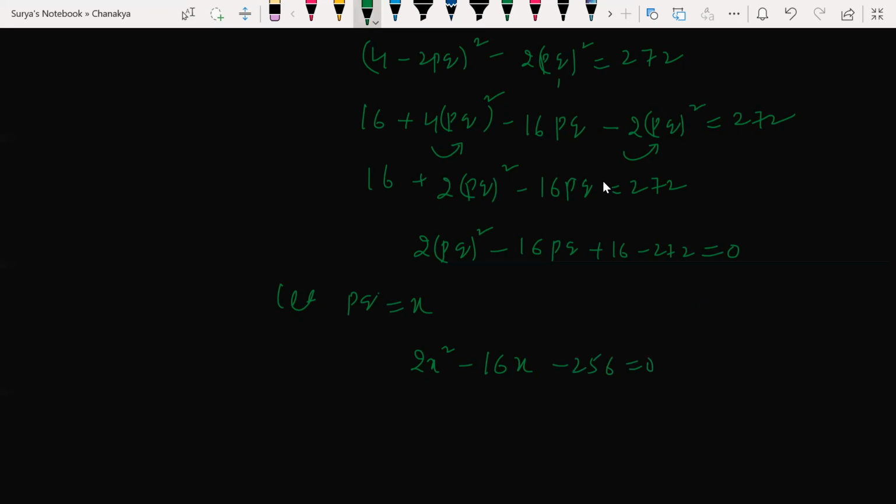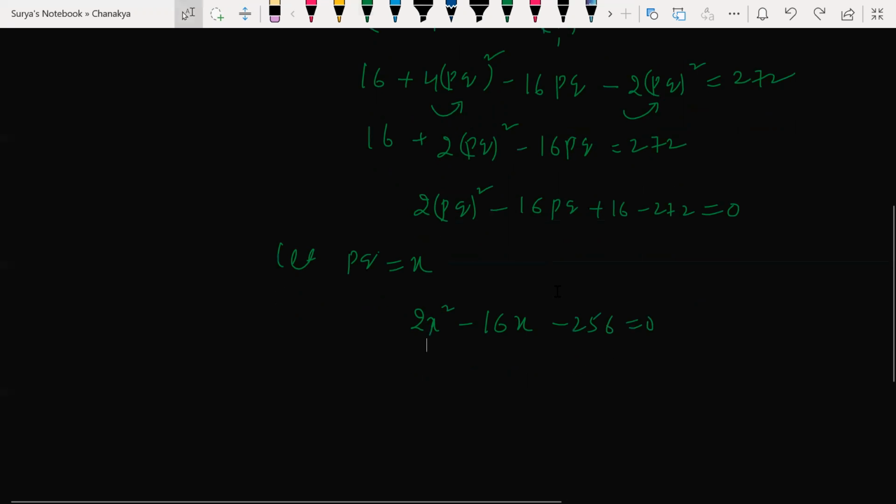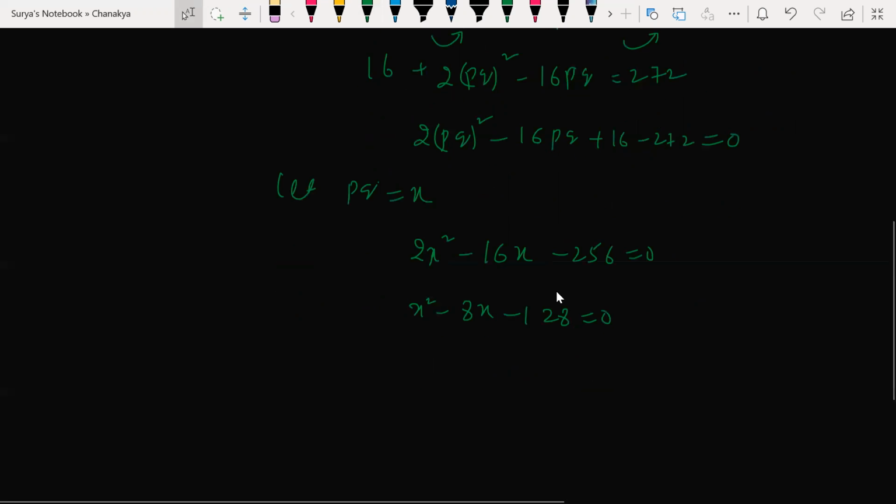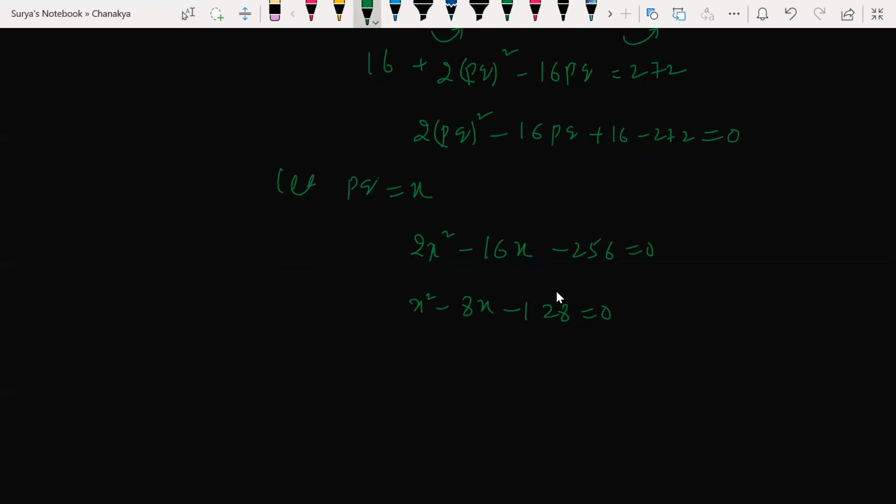256 minus 256 is equal to 0. Isn't it looking like a quadratic equation? Yes, sir. Now can I take 2 common here? x squared minus 8x minus 128. Correct? Now can't you factorize this? How can we factorize this, beta? Tell me. 16 minus 8, minus 16x plus 8x.